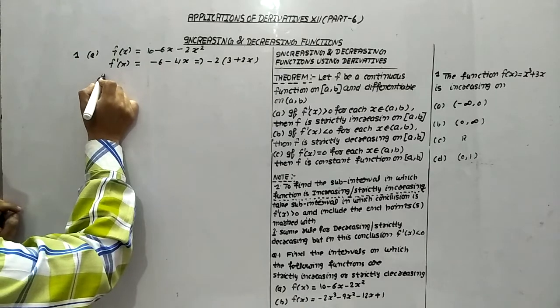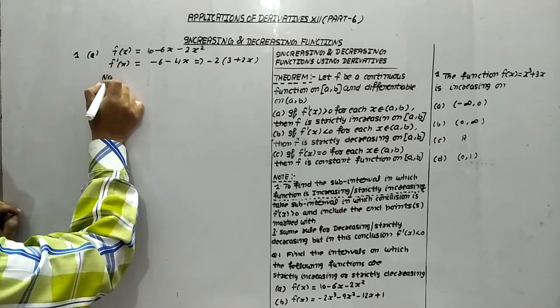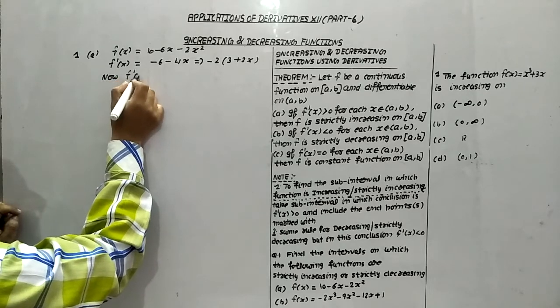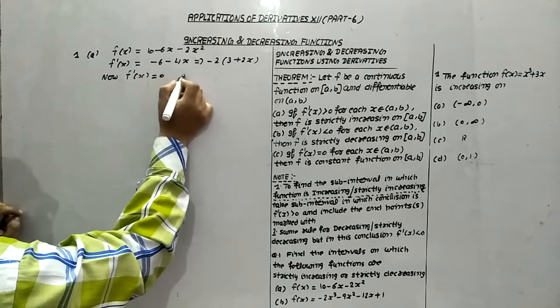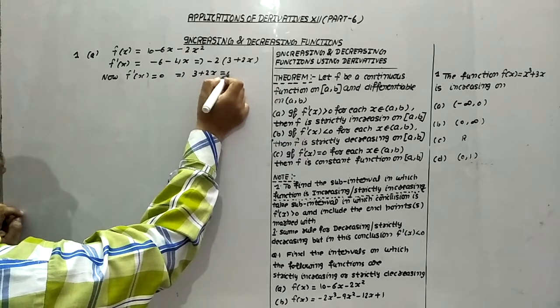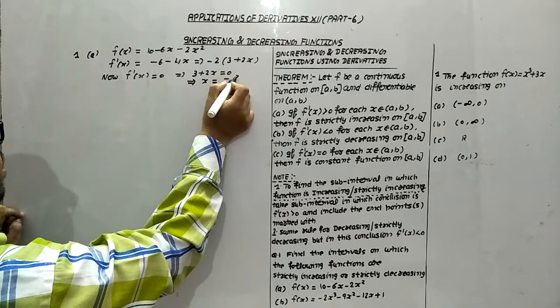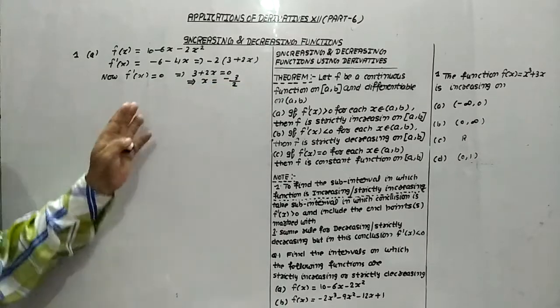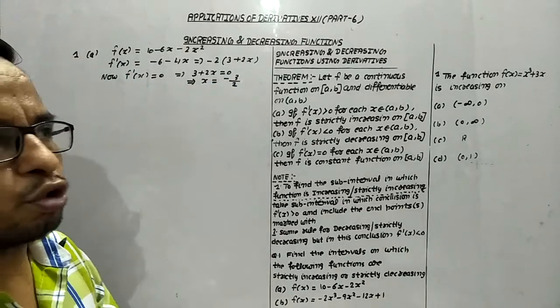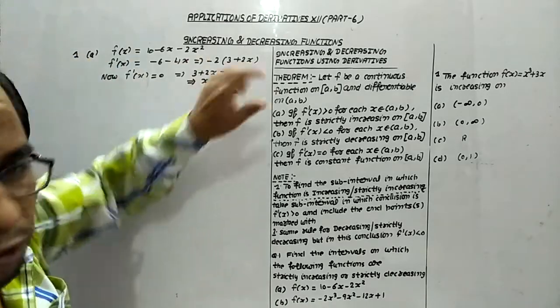Now we have to put f'(x) = 0. Once f'(x) = 0, it implies that 3 + 2x = 0. It implies that x = -3/2. It is known as the critical point also. So in each question we have to go up to this point.